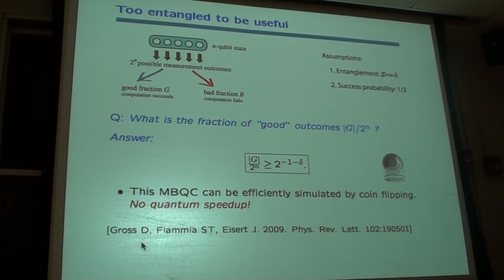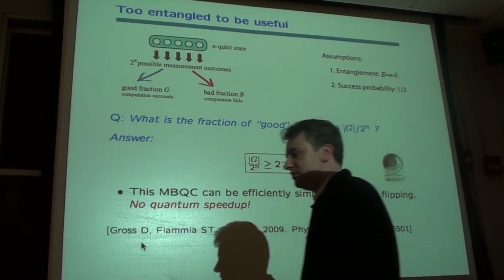Right? So let me summarize. Why did we go through this argument? Well, to show that entanglement can really be detrimental to the power of quantum computation. Here we have states with close to maximal entanglement, and from the point of view of quantum computation, they are entirely useless. You could just simulate those computations by coin flipping.